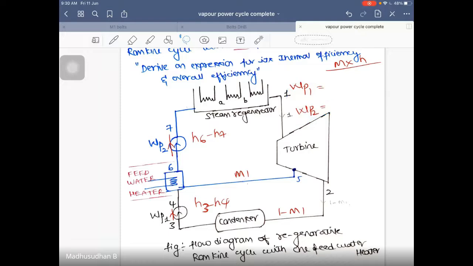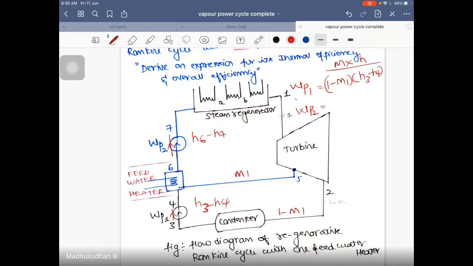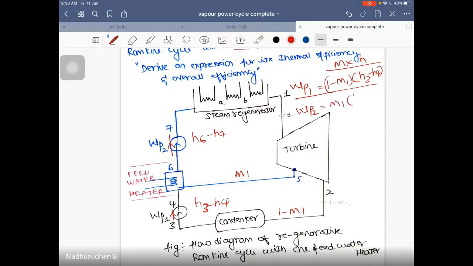Now give me the value of WP1. What is the amount of fluid which is flowing here? It is 1 minus M1, into the enthalpy difference H3 minus H4. So this completes the formula to calculate WP1. Understood? Now for WP2, what is the fluid which is flowing? M1 is the fluid which is flowing. So M1 into H6 minus H7.